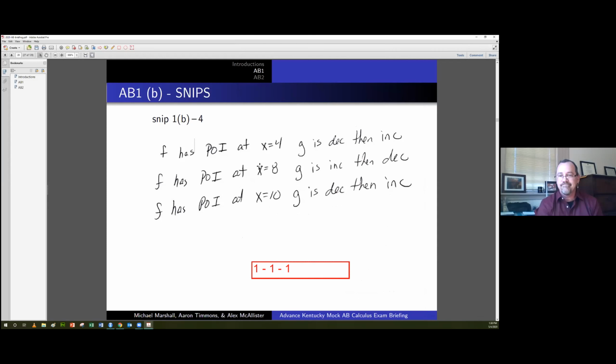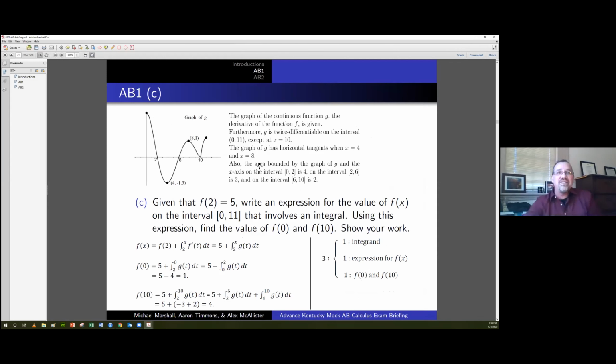All right, so let's go on to part C. We're going to shift to a little bit of integral calculus here. They've been given this initial condition of f of 2 equals 5 and asked to write down an expression for the value of f of x on the interval 0 to 11 that involves an integral. And so, what are we looking for? Them to recognize that g is the derivative of this function f. So if I'm trying to get at f, I need to see an integral involved, the anti-differentiation.